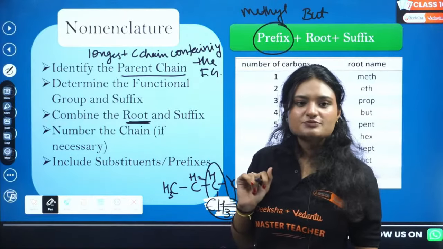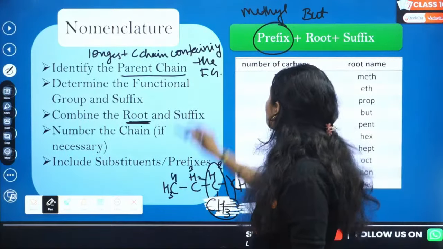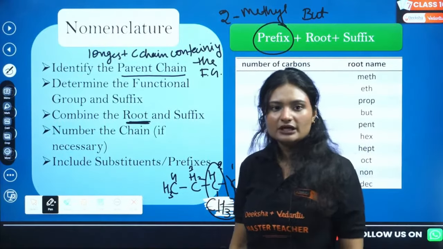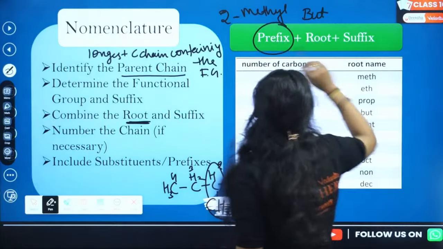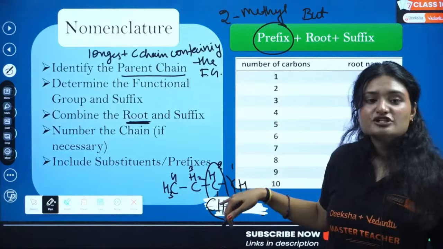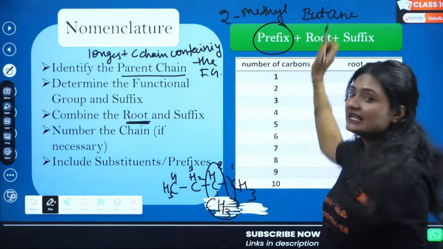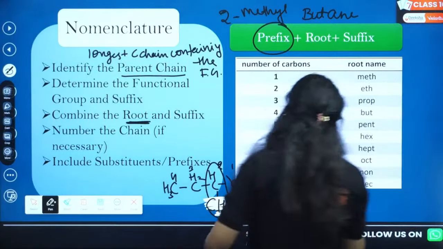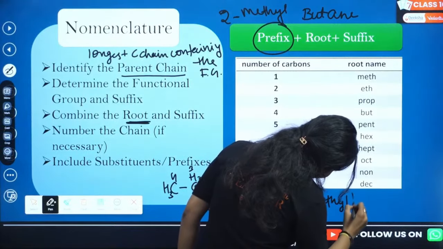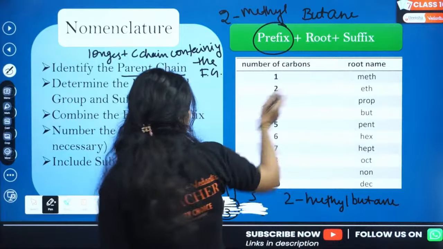At what position is your substituent? If we start calculating from here, 1, 2, 3, 4, so at 2 you have the methyl group. Then 4 means but, and then the suffix. What functional group is there? Alkane, and you add ane at the end. So 2-methylbutane. Sorry if I butchered it. Properly you write it as 2-methylbutane.